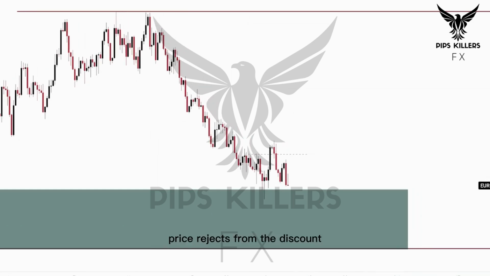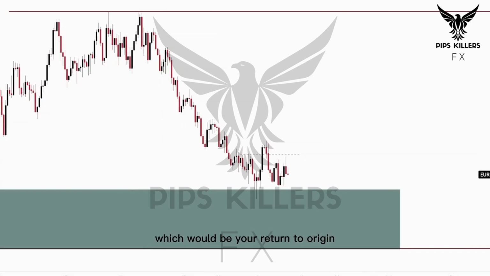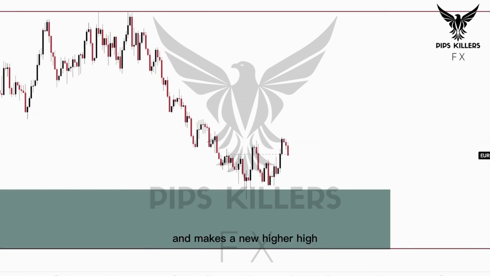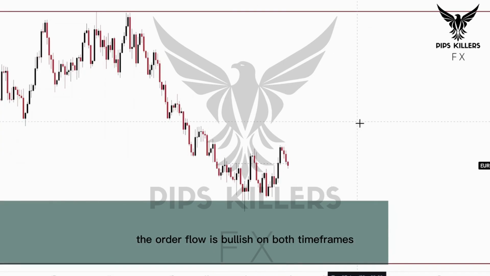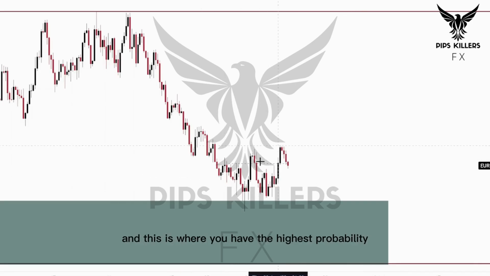Price rejects from the discount, which would be your return to origin, and makes a new higher high. So now you can confirm that the order flow is bullish on both time frames. And this is where you have the highest probability as far as anticipating your true order flow, which is your micro and your macro being in line.